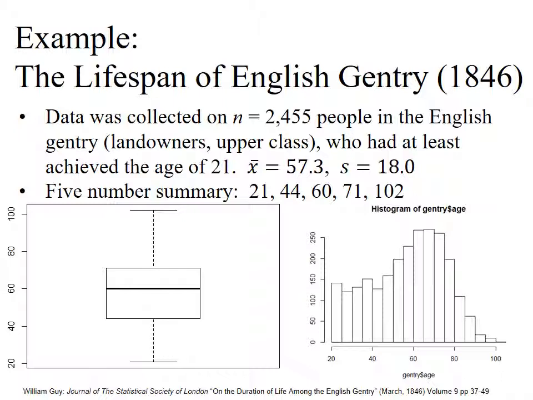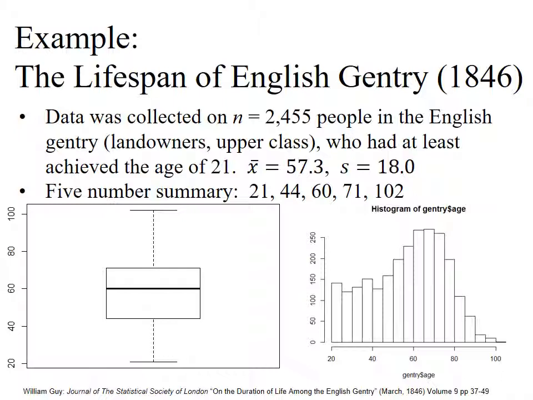And he collected the lifespan of these, and he said, okay, I don't want to deal with children, so I only want to talk about people who'd reached the age of 21. And so he gathered data. That's a lot of data, particularly back in 1846. You couldn't just Google things back in those days. He wrote a paper on it, on the duration of life among the English gentry, published in 1846, and we still have his data to this day.